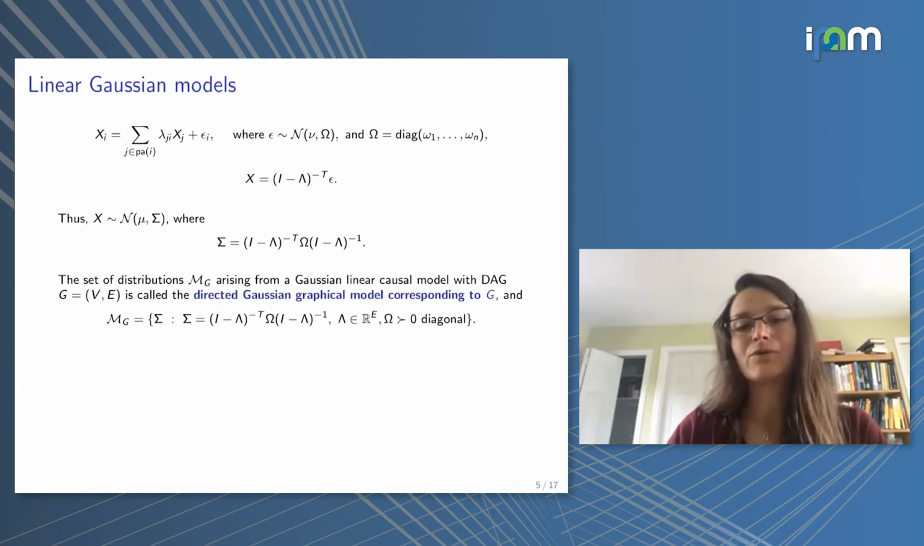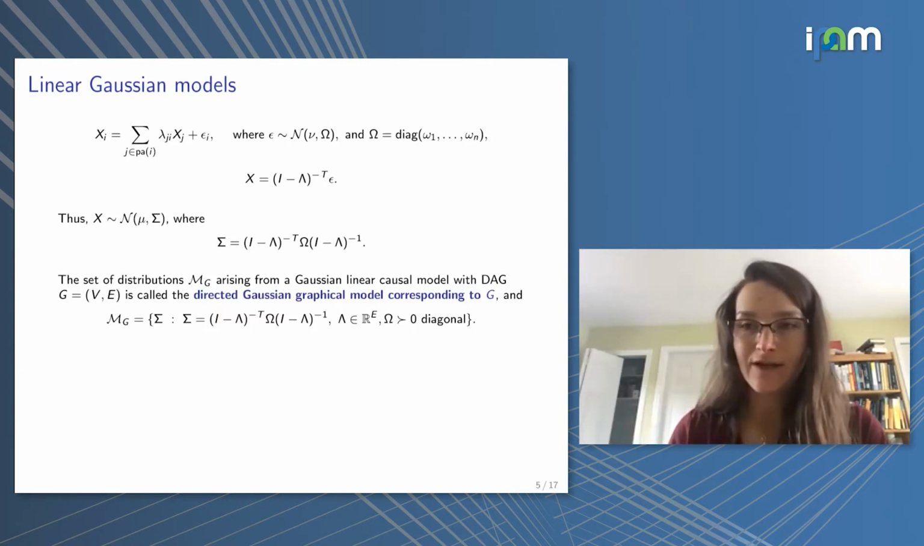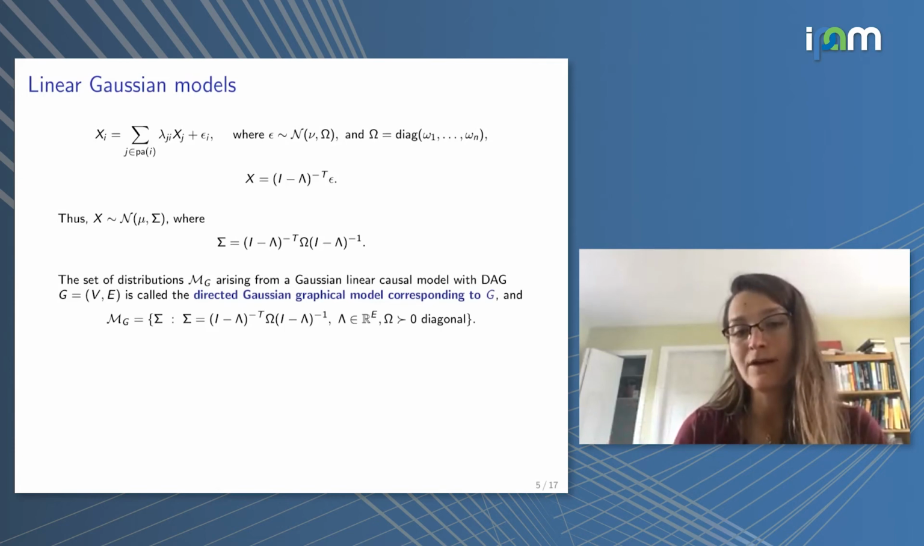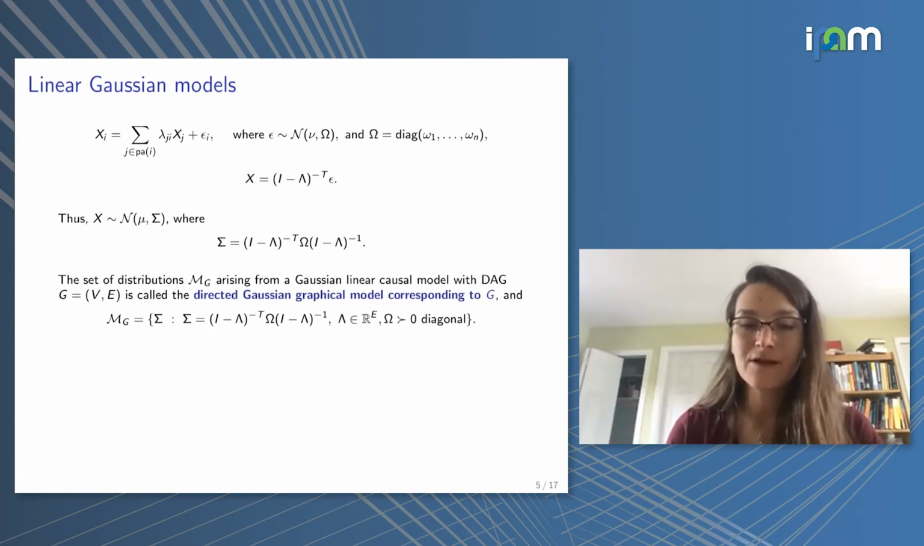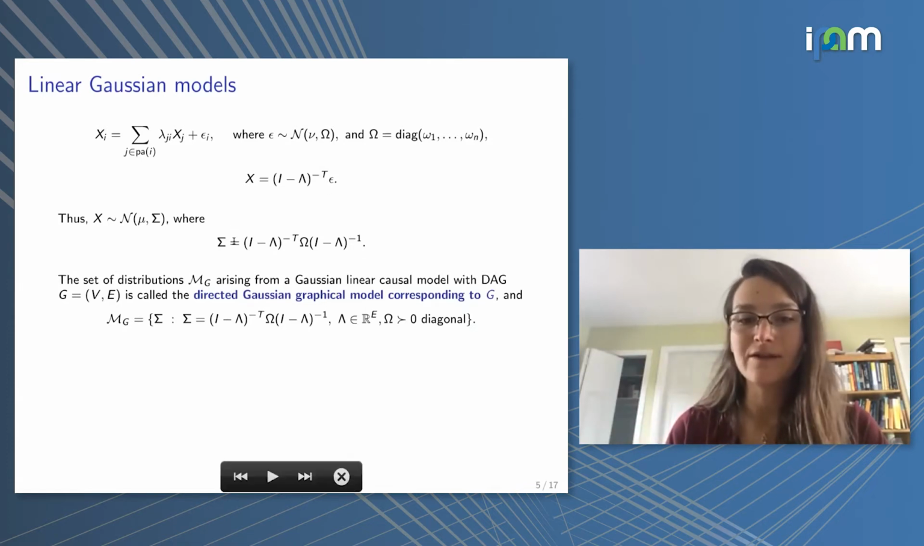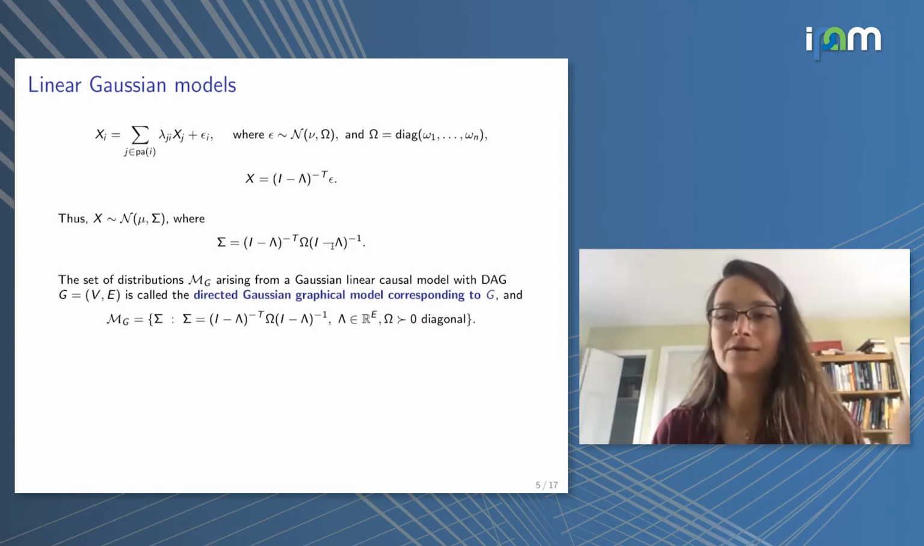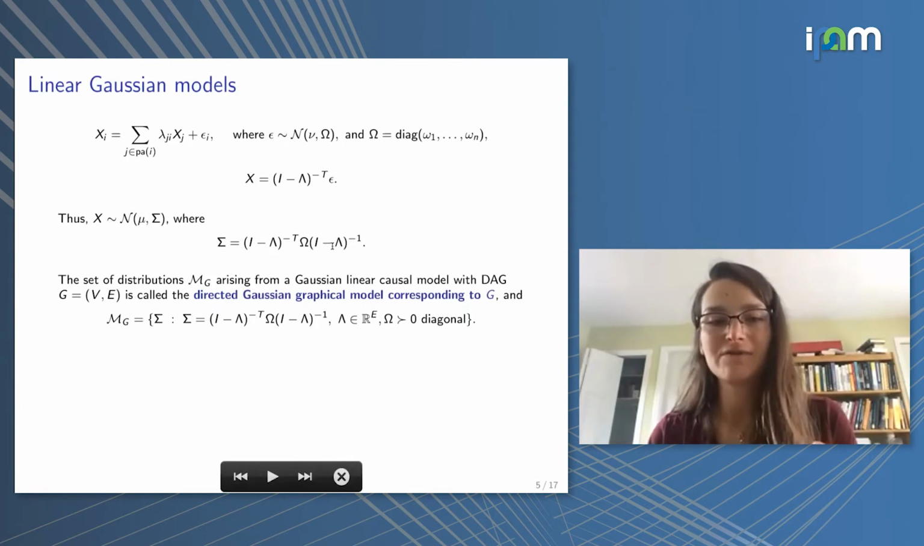Now suppose that we get some samples, the x superscript i's, and then we can form a sample covariance matrix. And then we might be wondering, does this sample covariance matrix come from this graph? Can it be written like this? All the Gaussian distributions that arise from a specific graph G can be expressed in this form.